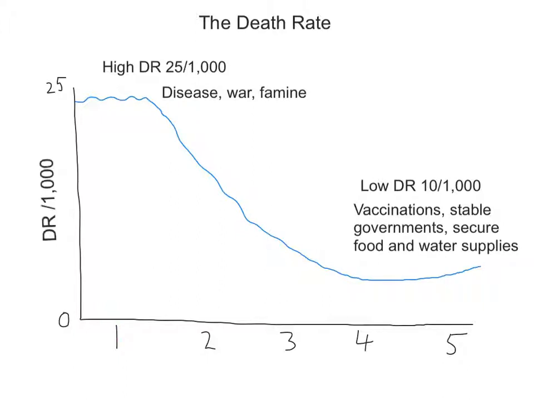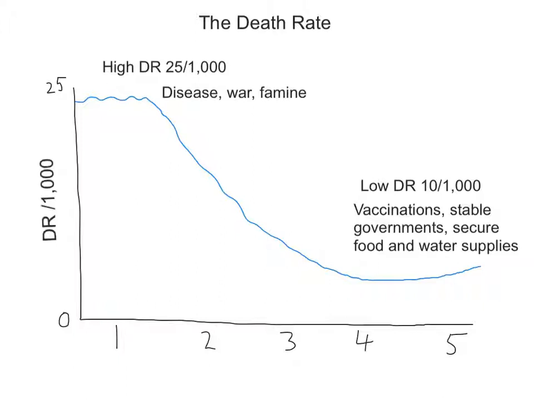So stage 1 here represents a very high death rate. This is a country which is very poor and less developed. It has a high death rate, let's say 25 deaths per 1,000 of the population, due to disease, war and famine. This is a country lacking in resources, perhaps it's facing natural hazards, perhaps it's in a tropical climate where tropical diseases like malaria are more common.